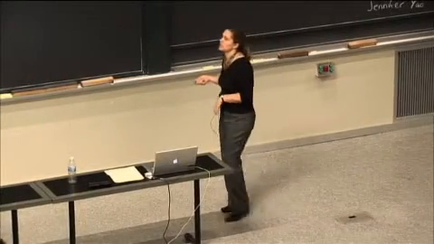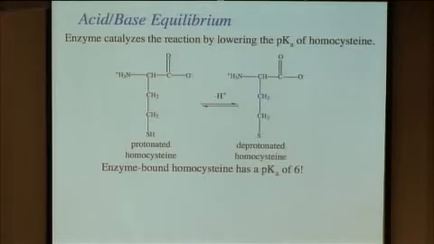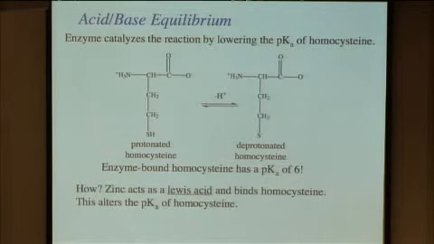And what this particular enzyme does is it lowers the pKa of homocysteine. So when homocysteine is bound to the enzyme, its pKa is no longer 10, but now its pKa is 6. So how does the enzyme do this? Well, that's where the zinc comes in.